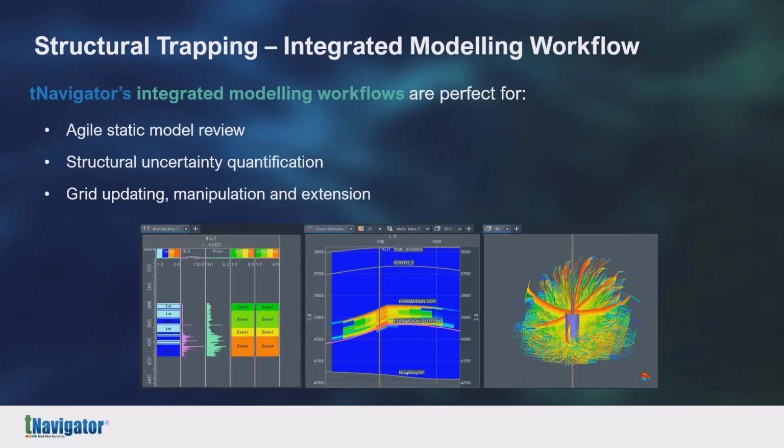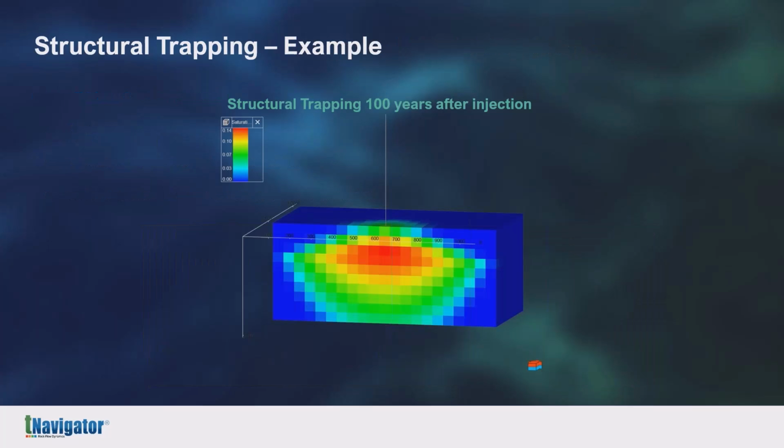And for situations like this, tNavigator offers many different ways of quickly reviewing your model, making quick changes, and adapting as new information comes in. So for example, we have structural uncertainty quantification, grid updating, manipulation, and extension, which normally might take considerable amounts of time and slow down your workflow. However, one example I'd like to highlight here is from the previous example where we said the plume actually meets the end of the grid and cannot artificially move further up anymore into shallower layers.